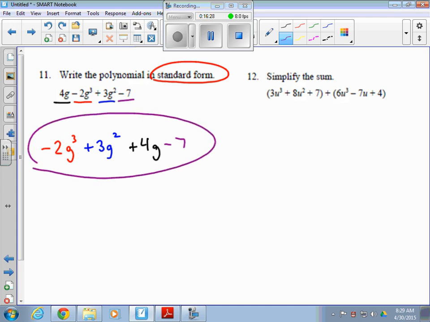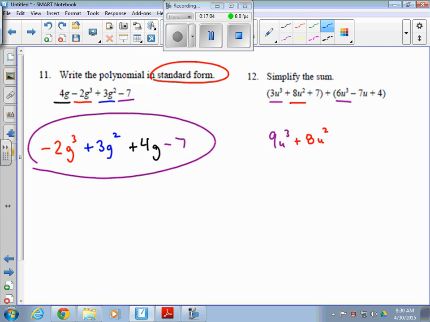Simplify the sum for number 12 is just like simplify the difference a few minutes ago, except you're adding them. You only add the ones that have the exact same variable to the exact same exponent. 3u to the third plus 6u to the third. 3 plus 6 is 9u to the third. The next u exponent is 8u squared. Notice there isn't one on the right. There's only an 8u squared on the left. So we put plus whatever it is. In this case, 8u squared.